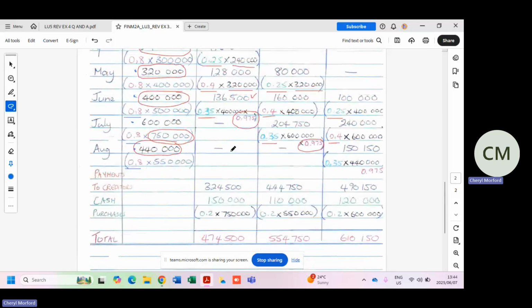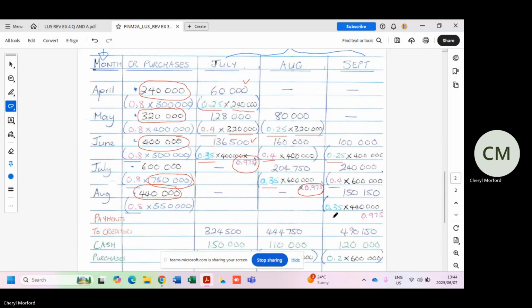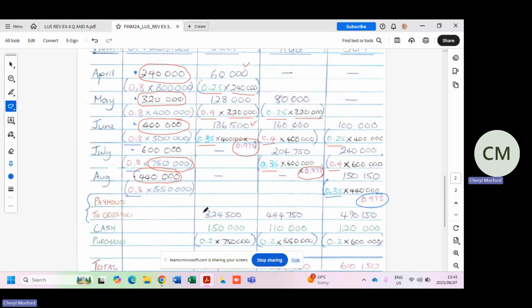So we have found the credit purchase of 440. Make sure you are in the right column. First payment in September, 35%, and the discount received. So we're nearly there. We're going to add up everything, and we're going to put that as the total for the payment to the creditors. Just by way of example, for July, we're going to take the 60,000 plus the 128 plus the 136.5, add it all together, gives me 324,500. So for each of the other months, you do the same. You'll add and you'll get these amounts.